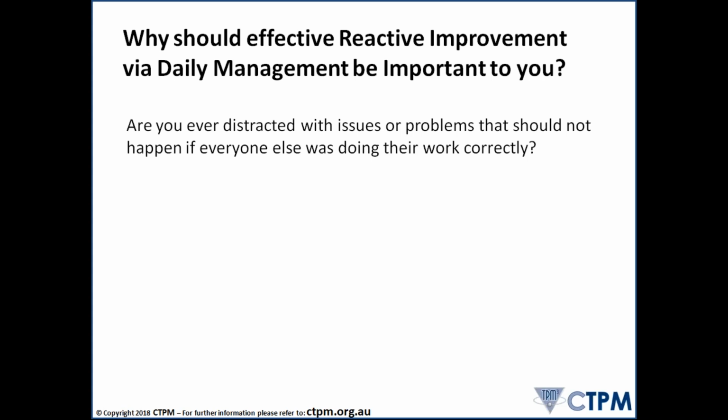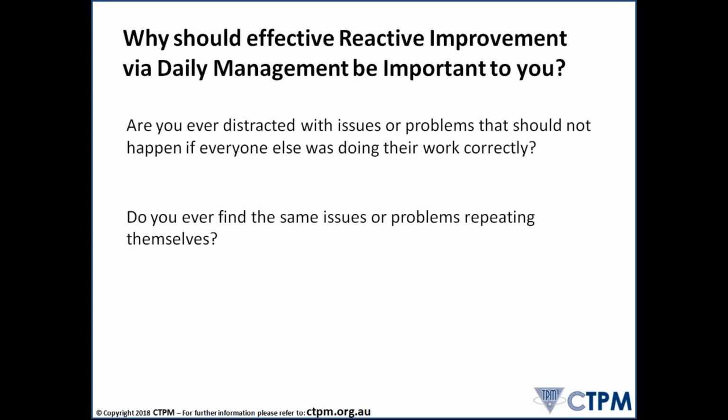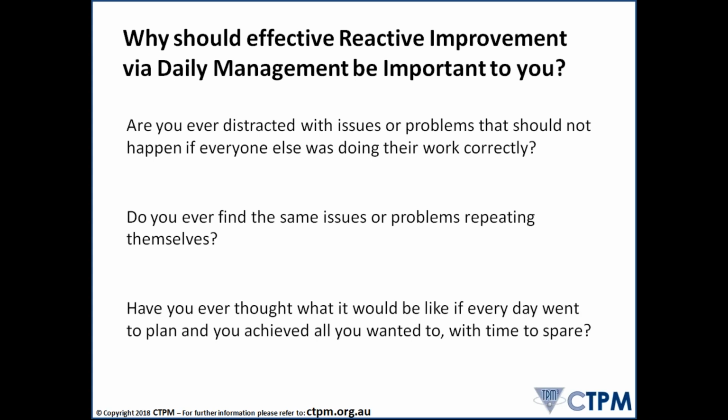Are you ever distracted with issues or problems that should not happen if everyone was doing their work correctly? How often are you frustrated by those around you if they'd just done it right the first time? Do you ever find the same issue or problems repeating themselves, the same thing happening over and over again, but you just don't have time to get to the root cause of it? Or have you ever thought what it would be like if every day actually went to plan and you achieved all that you wanted to with time to spare? I know that's a bit of a dream, but it is what a culture of continuous improvement actually is. So I guess as you've answered yes to most of those, hopefully you have, and that's why you're here today.